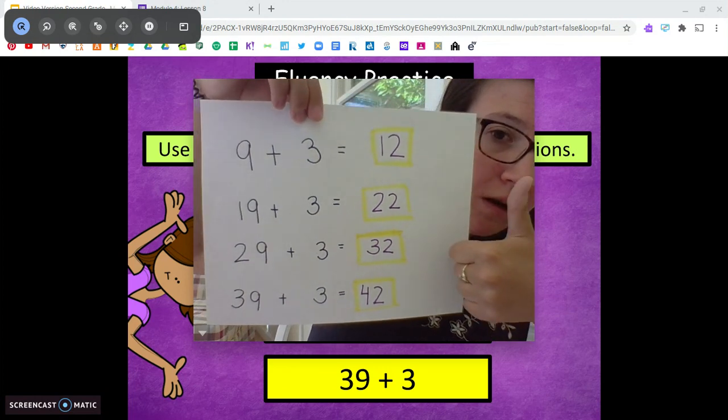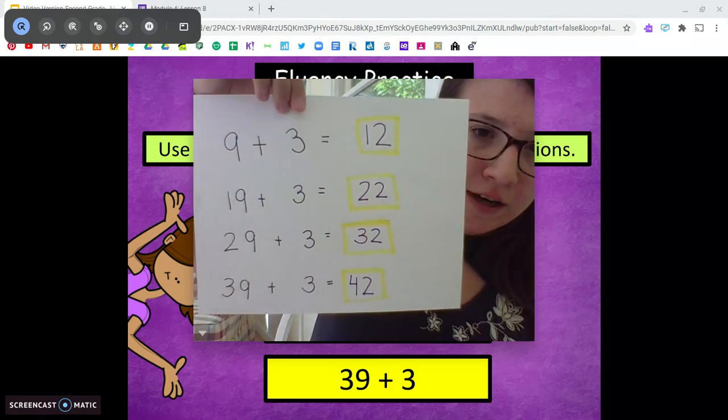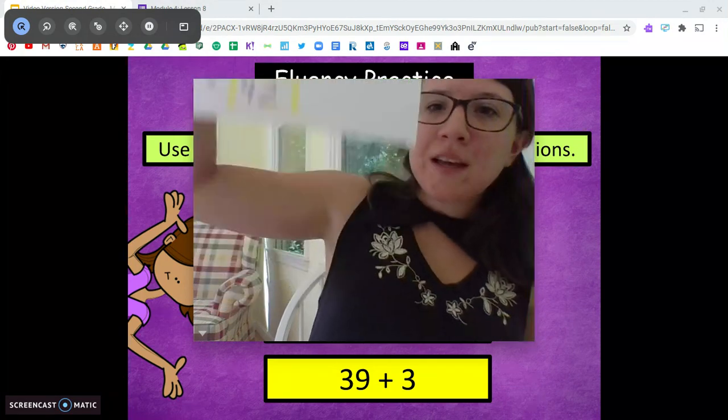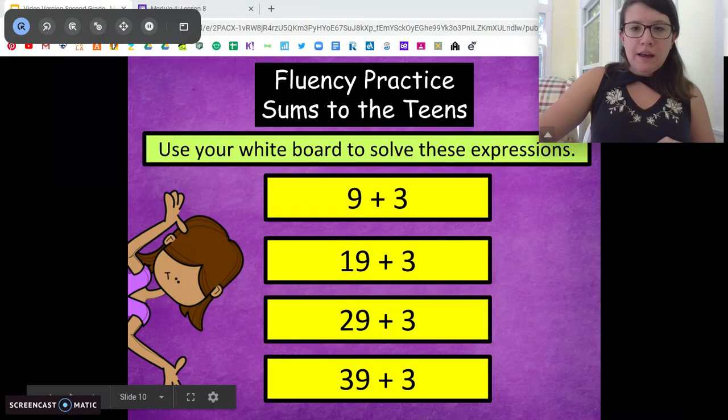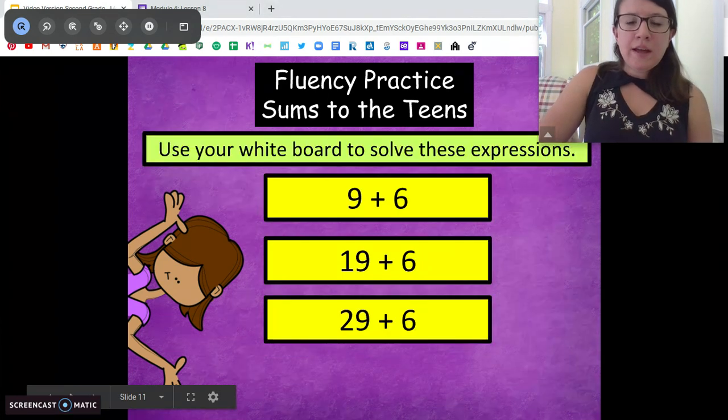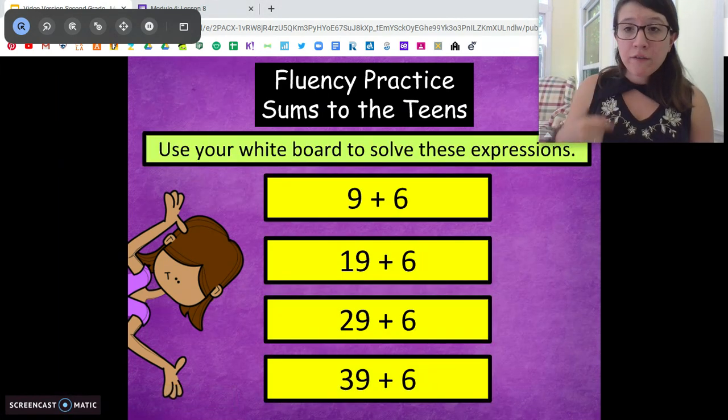Thumbs up if you got those. If not, go ahead and correct them. And we'll move on to the next one. All right. Next set. Go ahead and write these down. Pause, solve. Come back when you're ready.